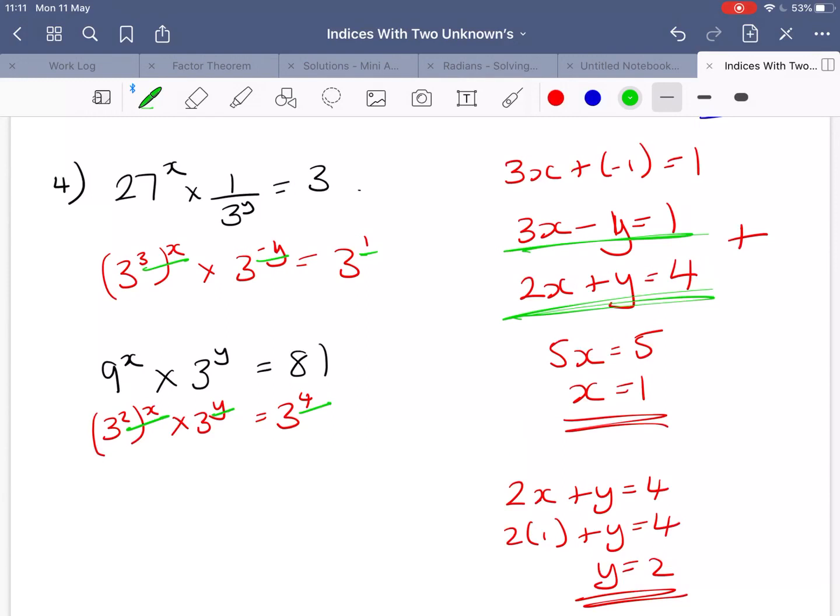Okay, so that's this lesson. It is quite a push from what you've done previously with indices. So if you need to watch it again, have another watch, but then have a little go at the worksheet on Edmodo.